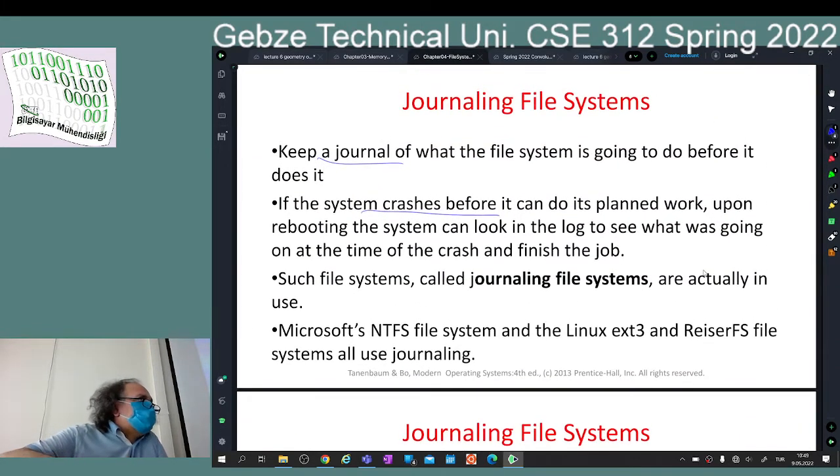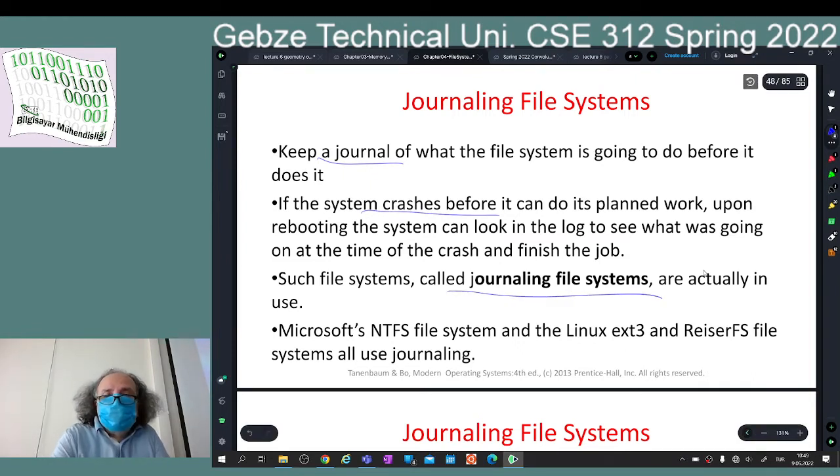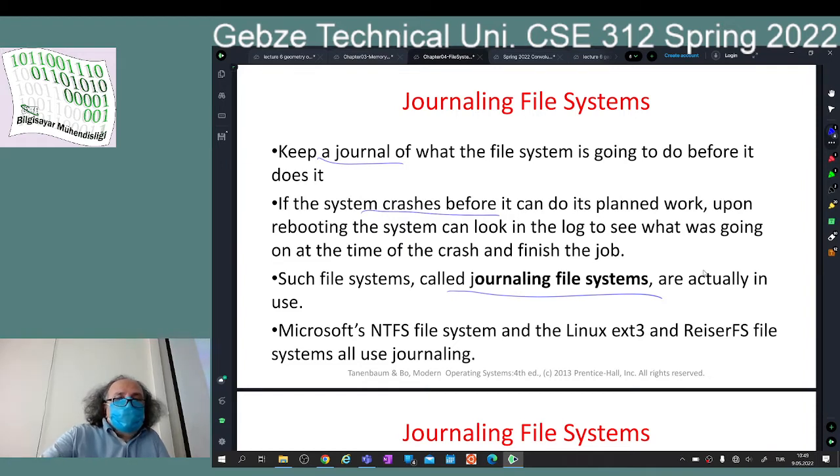Or those black boxes of the airplanes, remember those? So you keep a record of what you did and what your plan is. Those are called journaling file systems. And our modern operating systems and file systems, for example, Linux's ext3 or Microsoft's most popular one, NTFS, are this kind of file system. So they are robust against these kinds of crashes. Those are called journaling file systems.